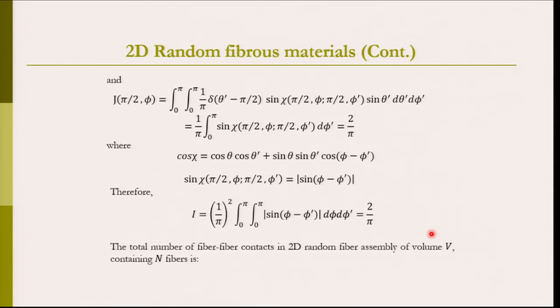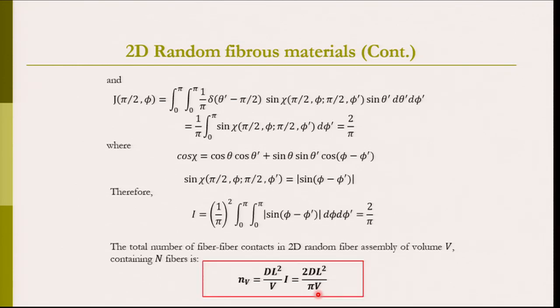So, for a 2 dimensional random fibrous material, the value of I and j would be same, which is 2 by pi. You can also calculate the total number of fiber to fiber contacts in a 2 dimensional random fibrous assembly of volume V containing n fibers, where we simply put the value of I and we can get the N_V in terms of 2 d L square by pi V. So, in this way we are able to calculate the values of I and j, and accordingly we can calculate the mean distance between the contacts and number of fiber to fiber contacts.